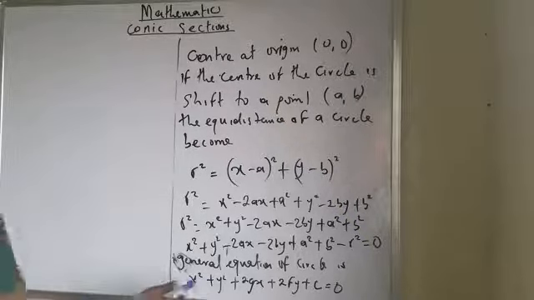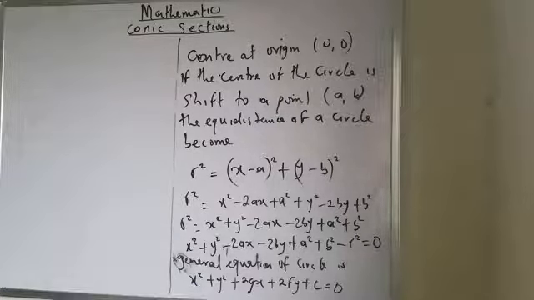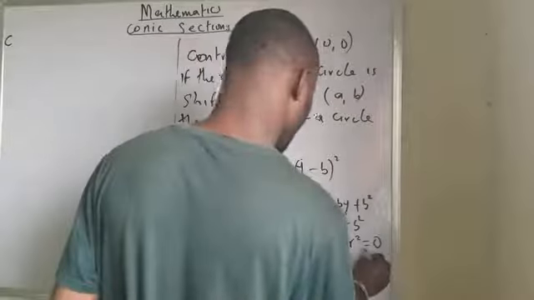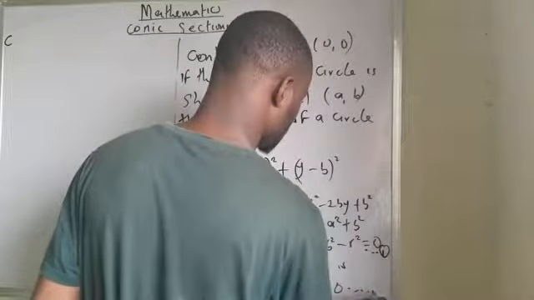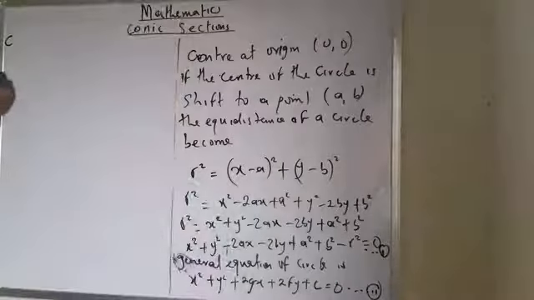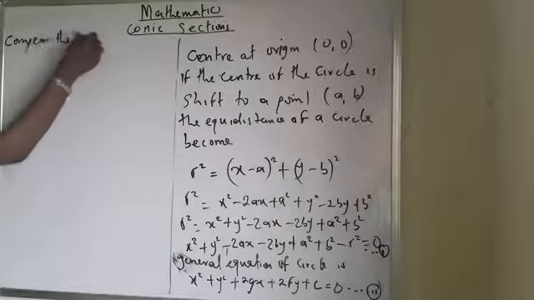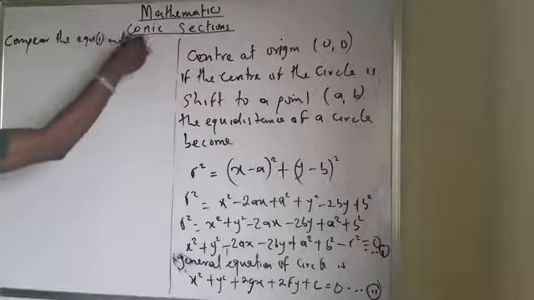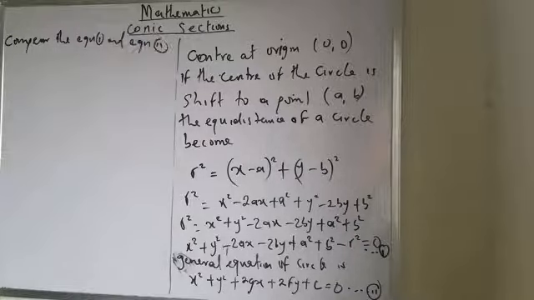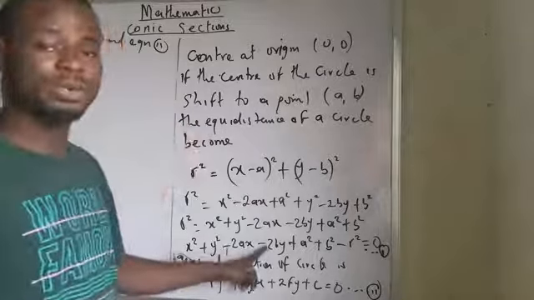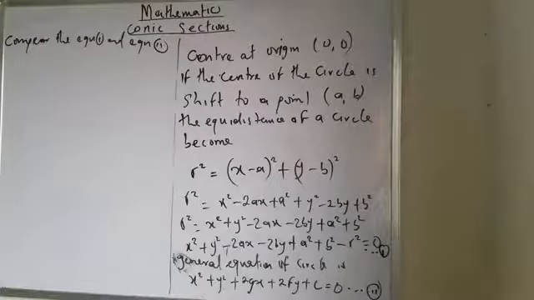Now, when I have my general equation of a circle, I can continue by saying that I've told you this is the general equation of a circle. By so doing, I can now compare. Call this one equation 1 and this one equation 2. Now, compare equation 1 and equation 2. Equation 2 is known as the general equation of a circle, while this one is from the equation of the center.